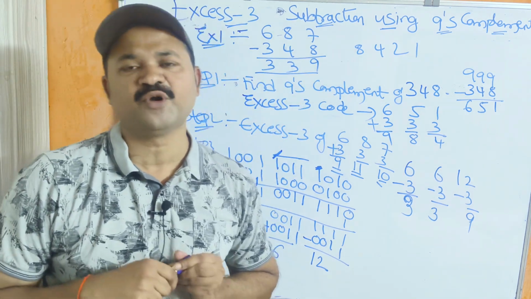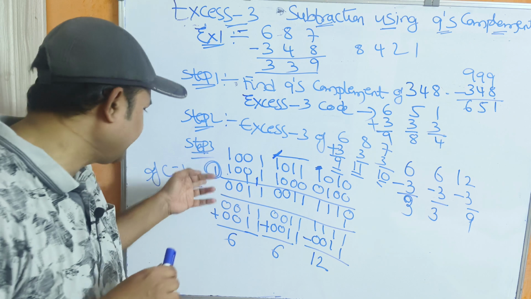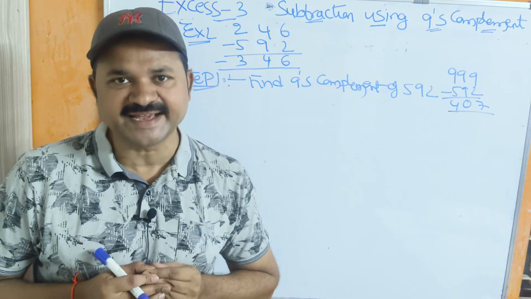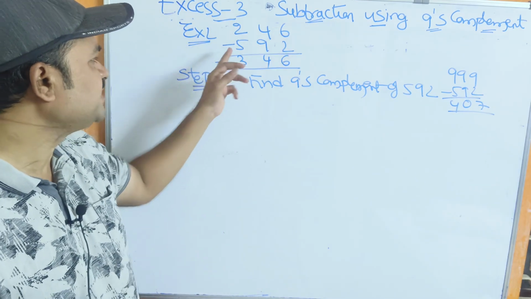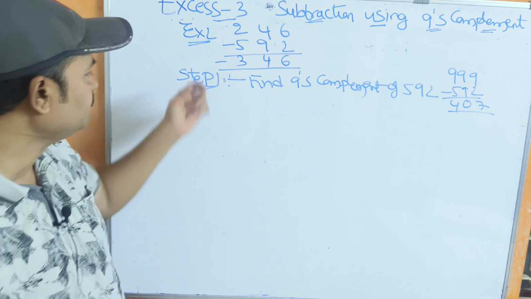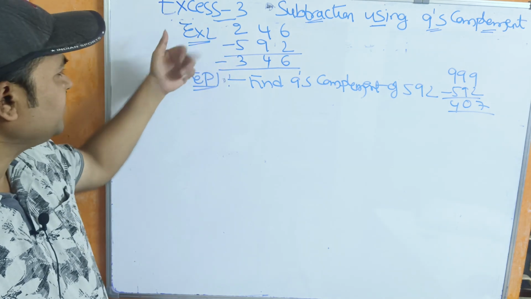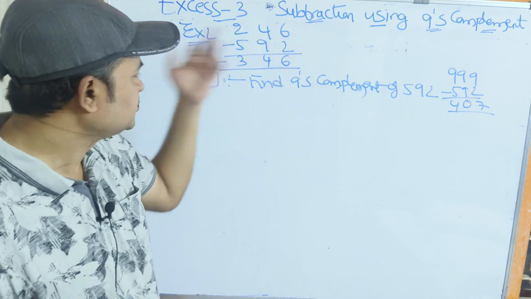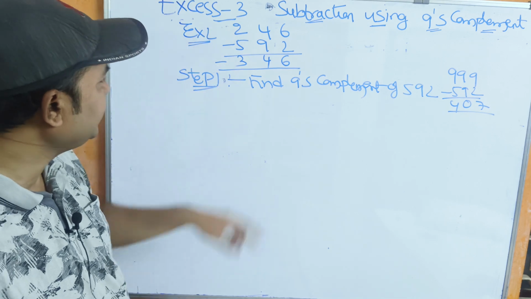Now let's see one more example without any carry. Now let's see the second example. 246 minus 592. Here the biggest number is 592. So subtract 246 from 592.